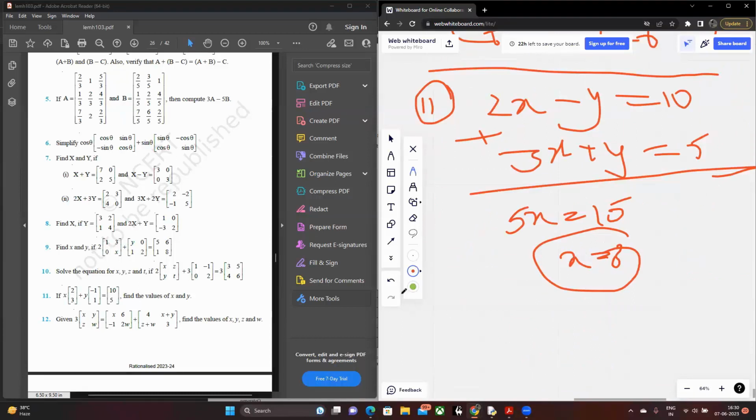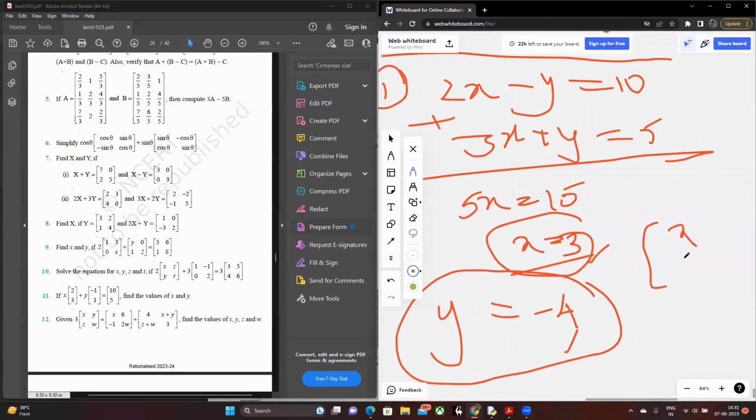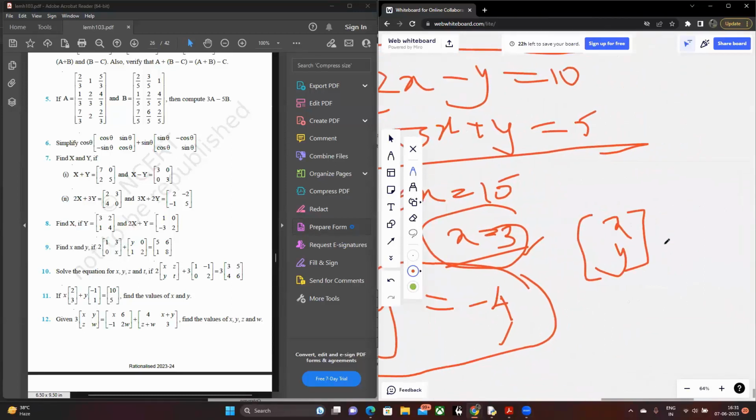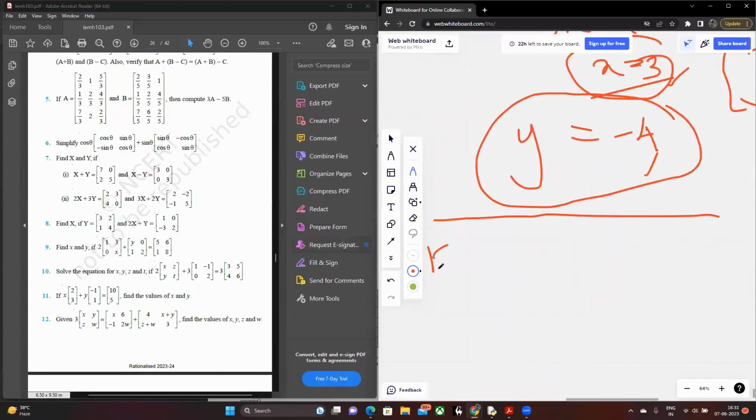So you have this being x equals 3, right? And then because x is equal to 3, you can basically substitute this over here and say that y is equal to 6 minus 10, that's minus 4. Right? 3 3s are 9 minus 4 is 5. So this checks out, and your solution set x, y is going to be equal to 3 and minus 4. Then question number 12.